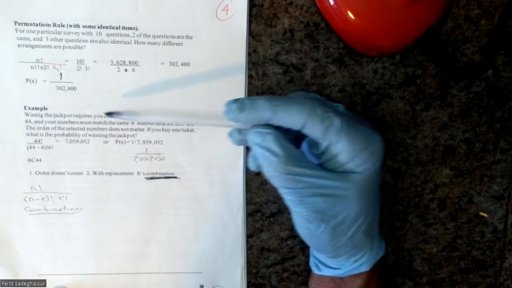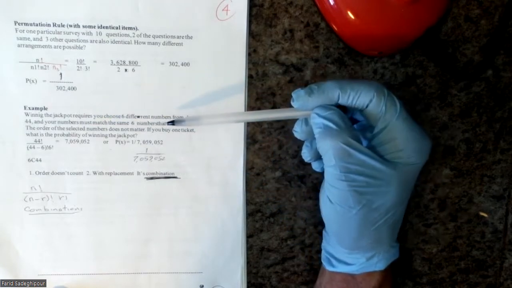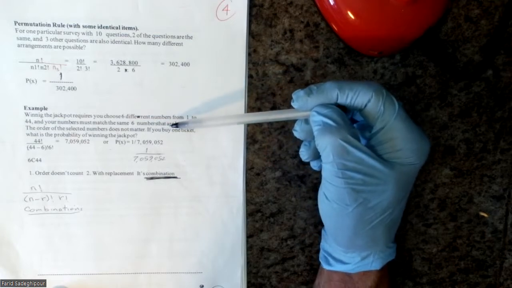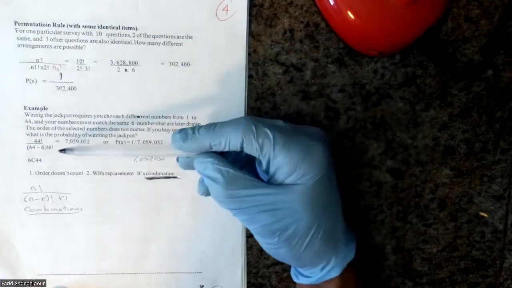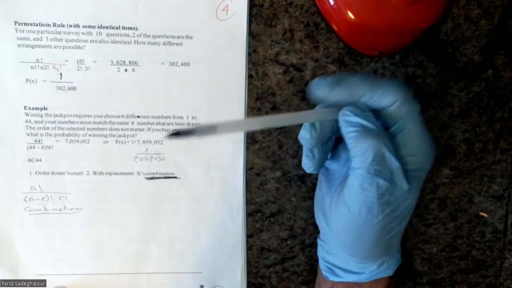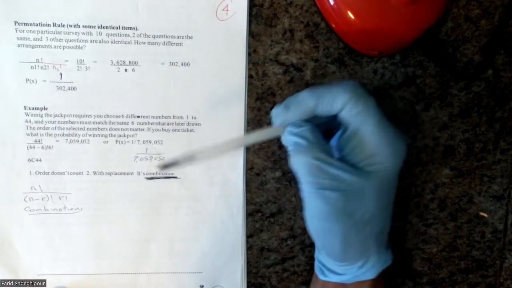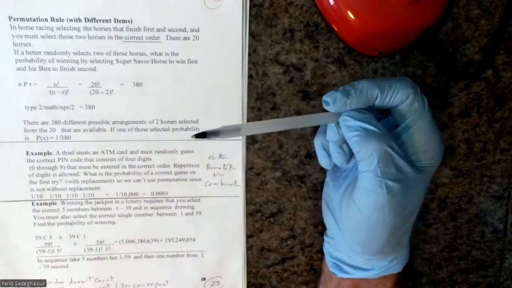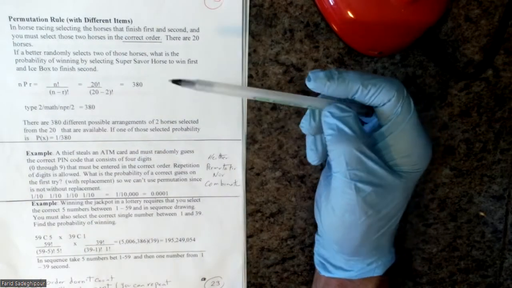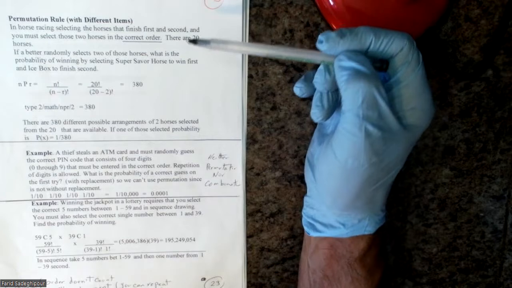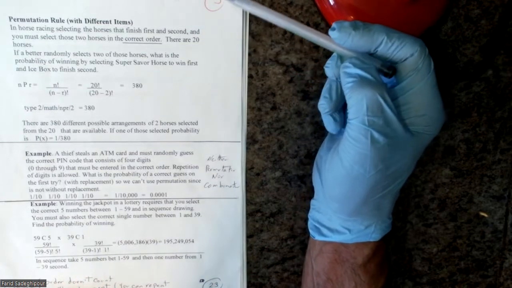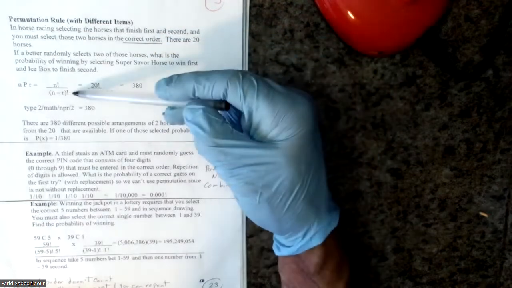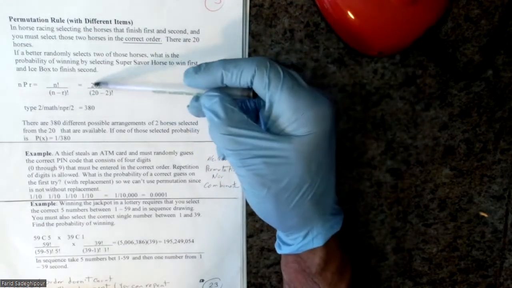With the jackpot, you need 6 different numbers from 1 to 44, and your numbers must match the same 6 numbers. The order doesn't matter, so it is combinations. In horse racing, selecting the horses that finished first and second, you must select those 2 horses in the correct order. Correct order means permutations. 2 out of 20.